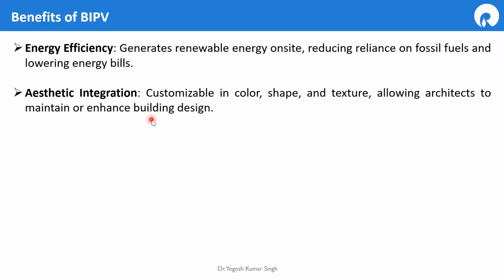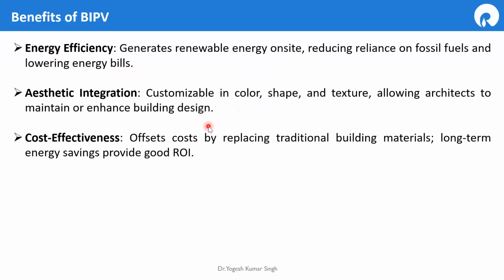The second one is the aesthetic integration. So you can use different types of customized color, shape, and texture with the architecture design. So if you're making any building design, you can use different types of colors, shapes, and textures in this particular location.